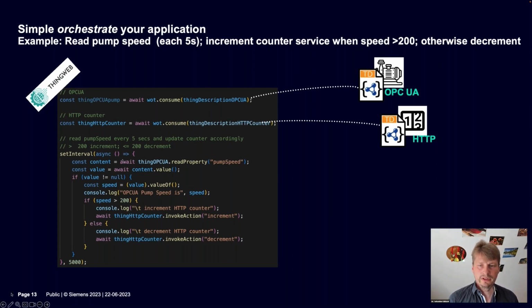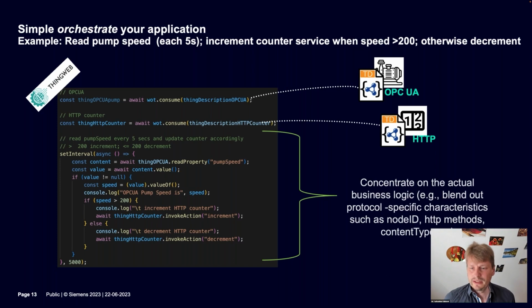Yeah, so you simply read your pump speed, you get the value, and then you simply evaluate how fast the pump currently is. If it's higher than 200, then you increment the counter, and otherwise you decrement. And this is a few lines of code where you combine OPC UA and HTTP, different protocols, in a very easy manner.